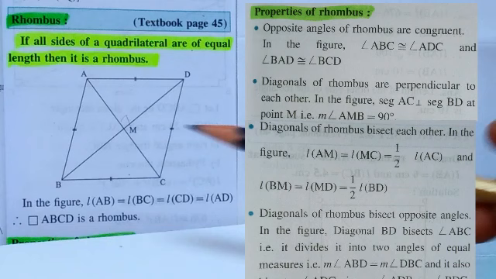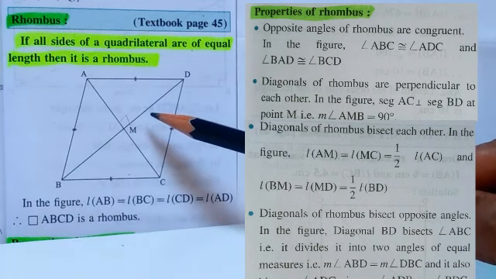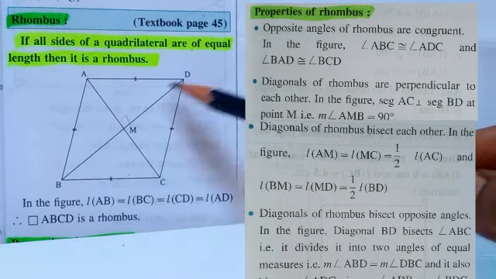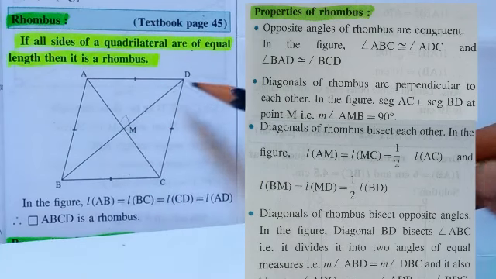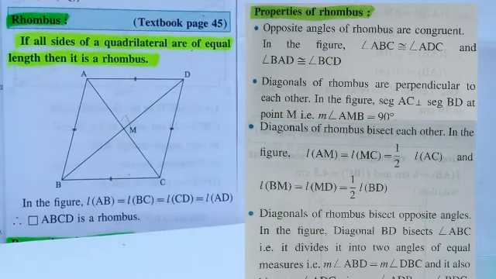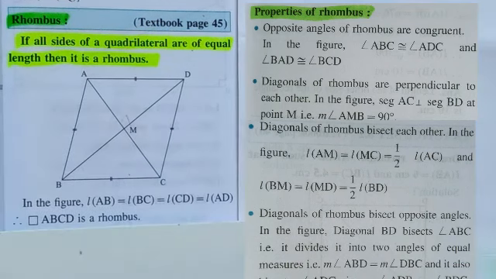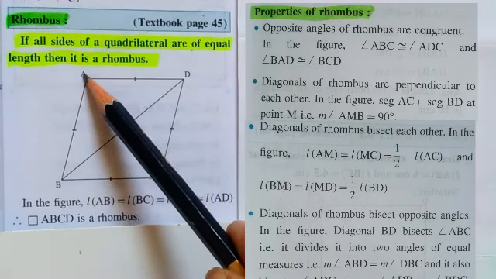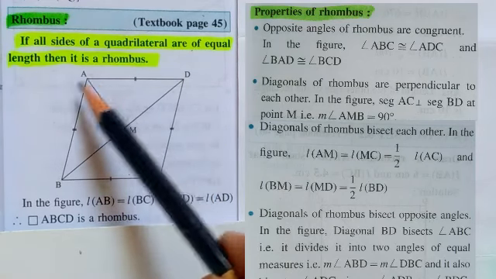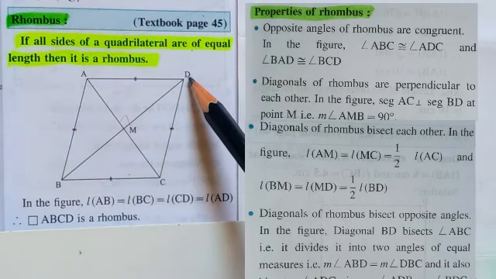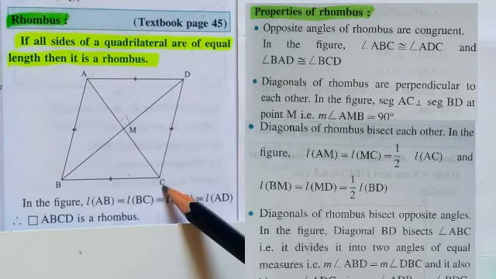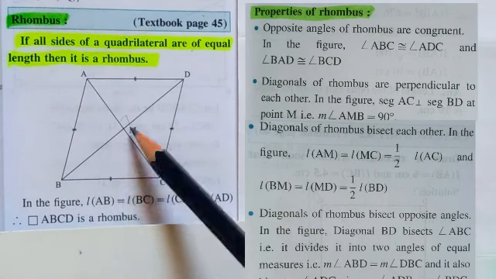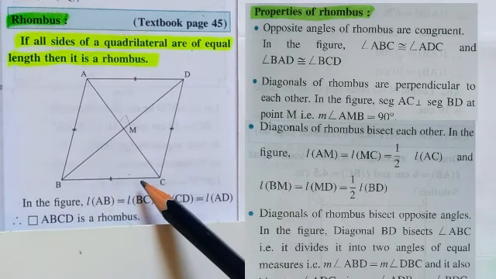In the similar way, length of BM is equal to length of MD. Both have the same measurement, which is just half of BD. Got it, students? The last property of rhombus is that the diagonals of a rhombus bisect the angles. It means that this diagonal BD is bisecting the angle ABC. Therefore, angle ABD and angle DBC have the same measurement because BD is bisecting angle ABC.